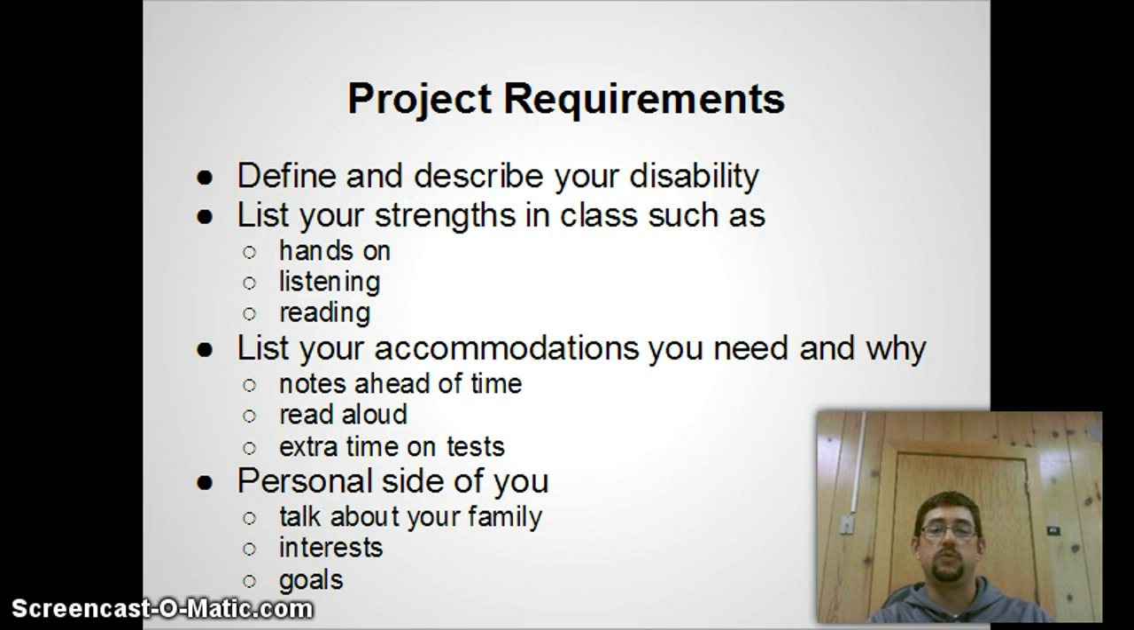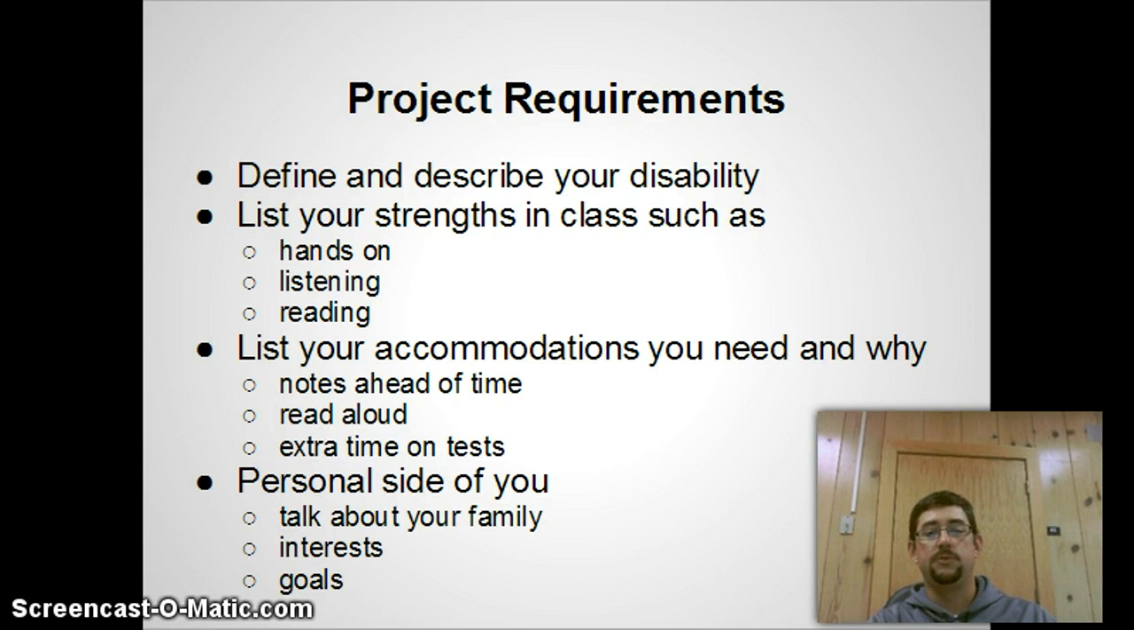You need to list your accommodations that you have used in the past and will need to use in the future. For example, if you have gotten notes ahead of time, and that way you're able to sit and listen without having to take your own notes because you pick up the information better, that's something you need to list and talk about why you need that.